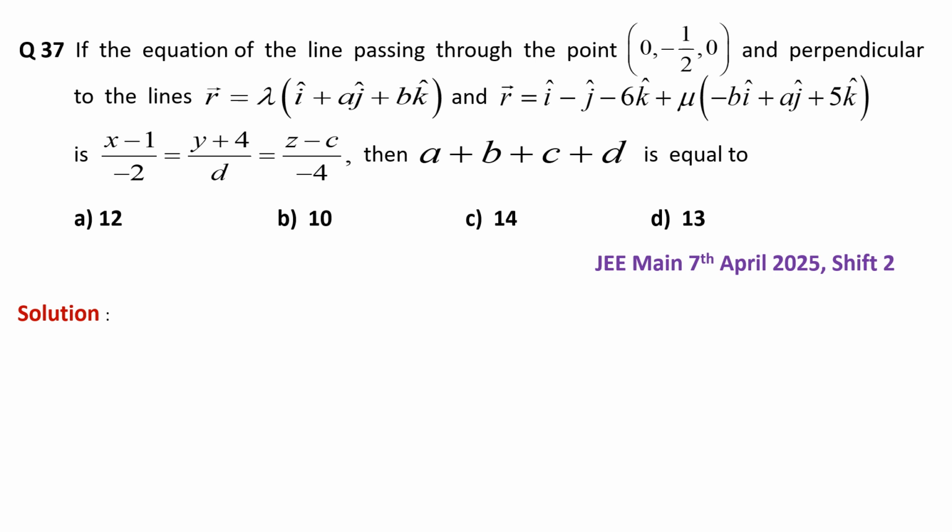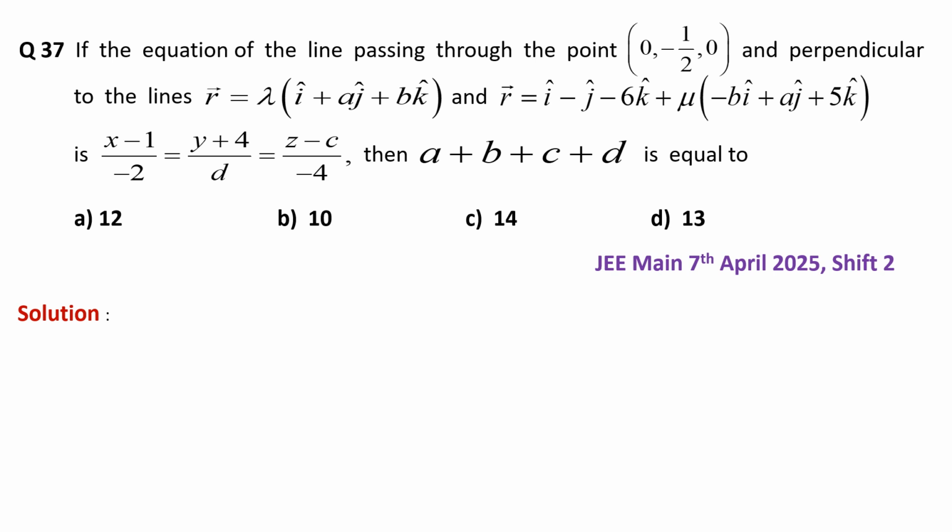It says, if the equation of the line passing through the point (0, -1/2, 0) and perpendicular to the lines r = λ(i + aj + bk) and r = i - j - 6k + μ(-bi + aj + 5k) is (x - 1)/(-2) = (y + 4)/d = (z - c)/(-4), then a + b + c + d is equal to.